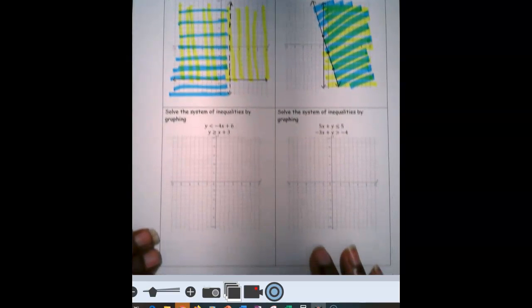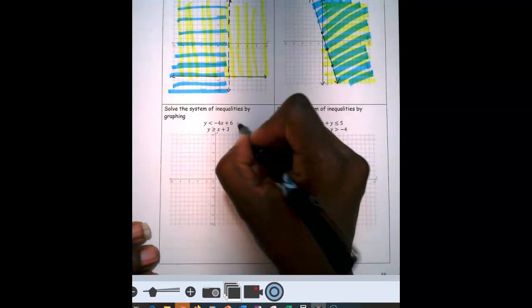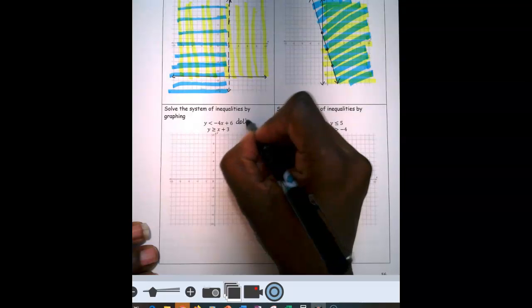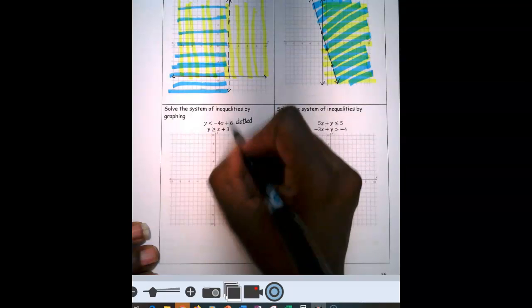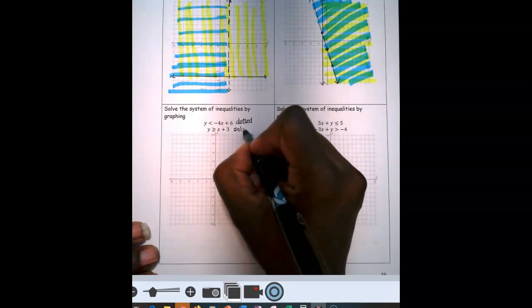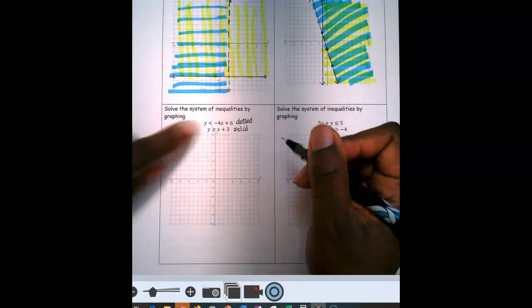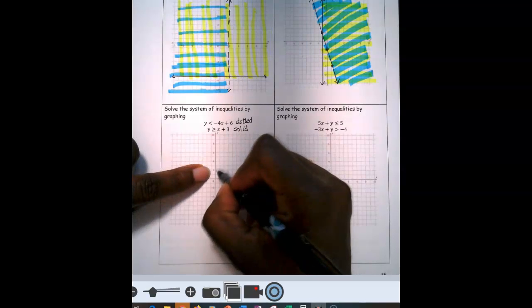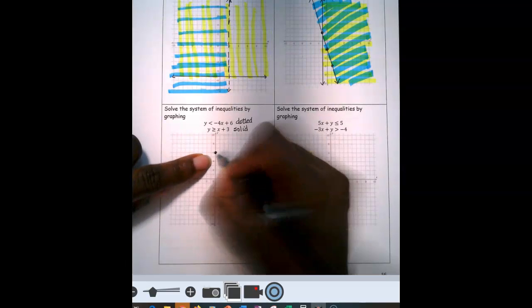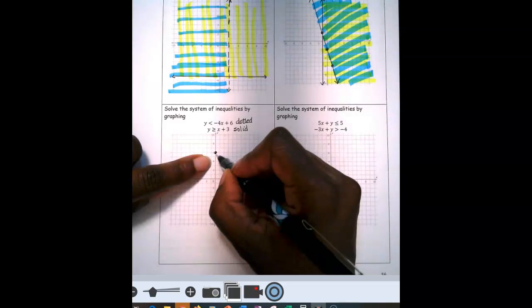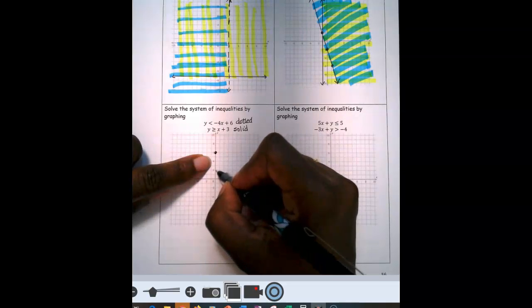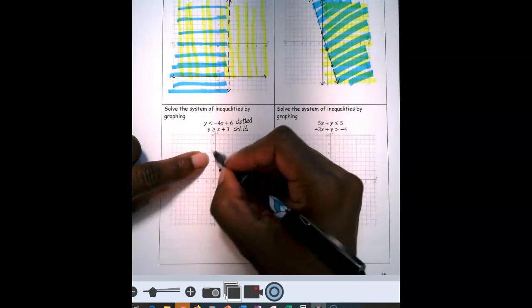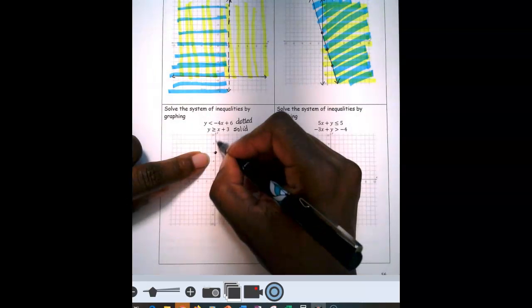Look at these last two. So I know that this line, because it has a single symbol, is going to be dotted. This line is going to be solid. So I've got y is less than -4x plus 6. So I'm going to start with 6 here. I'm going to go down 4, 1, 2, 3, 4, and to the right 1. 1, 2, 3, 4.